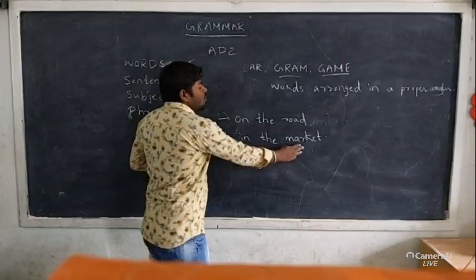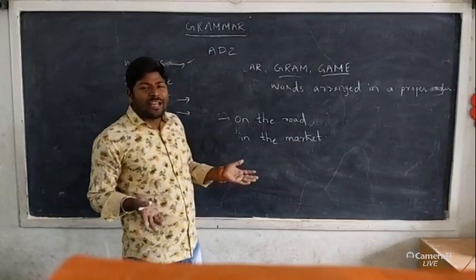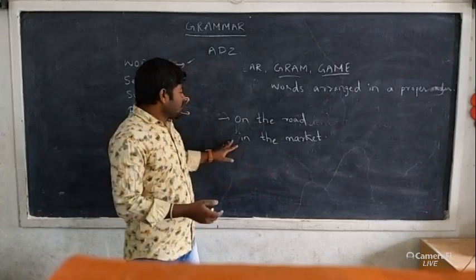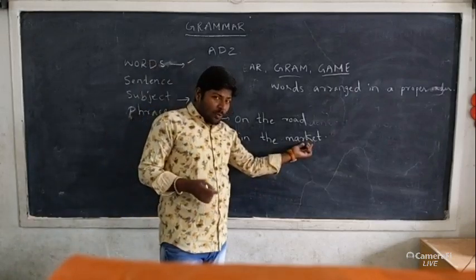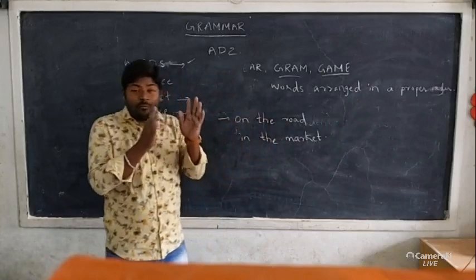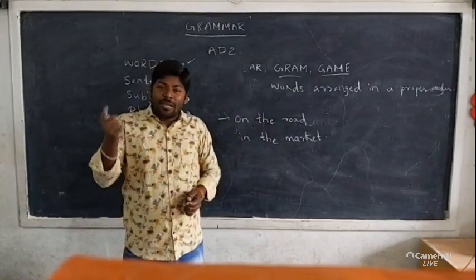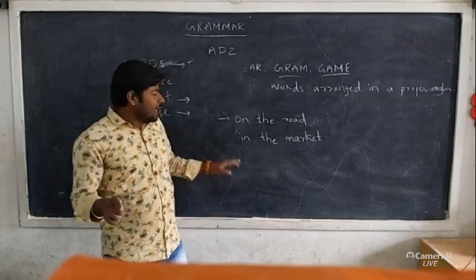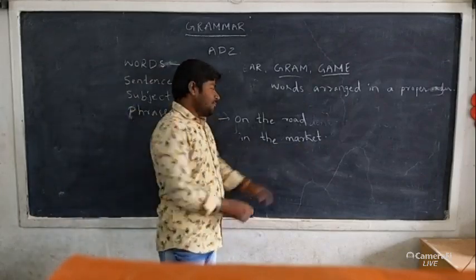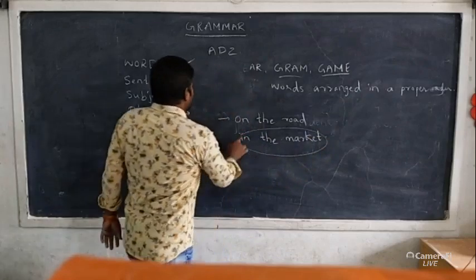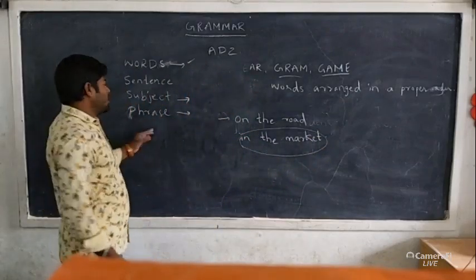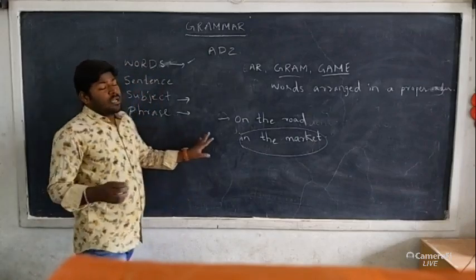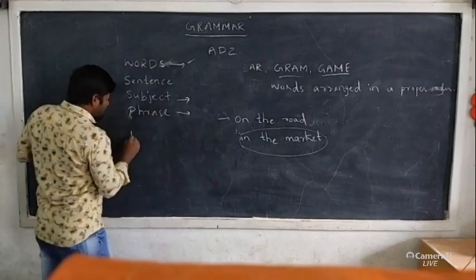So in the market also. Who is in the market? Where is the market? We have no clear idea about this. So a group of words arranged in a meaningful order, but if it doesn't give complete meaning, it is called a phrase. Okay. So let us learn. There are many things. Predicate. So predicate, there is another word.